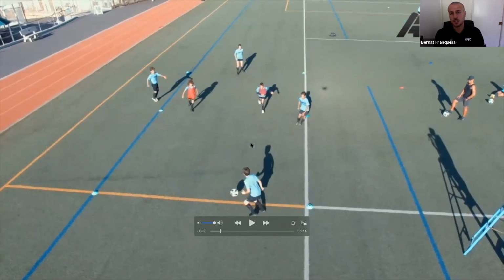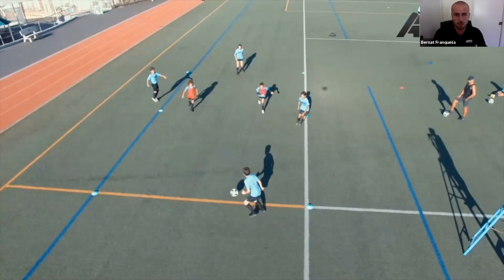That's the best pass in soccer because you break the line, you eliminate 2 players with only 1 pass. And this is a good example of players that are 11 years old playing a rondo. As you can see, the spaces are big enough.